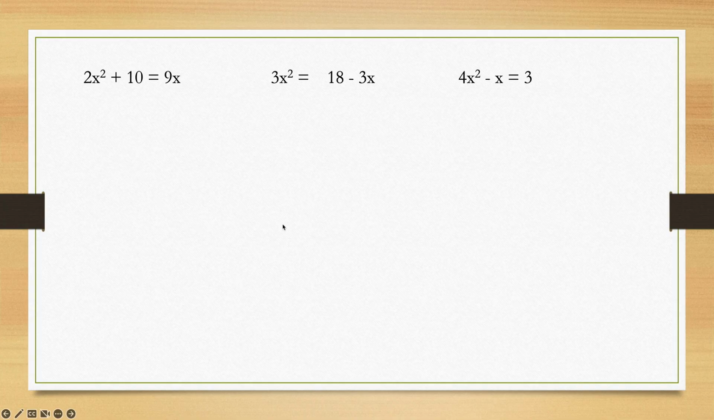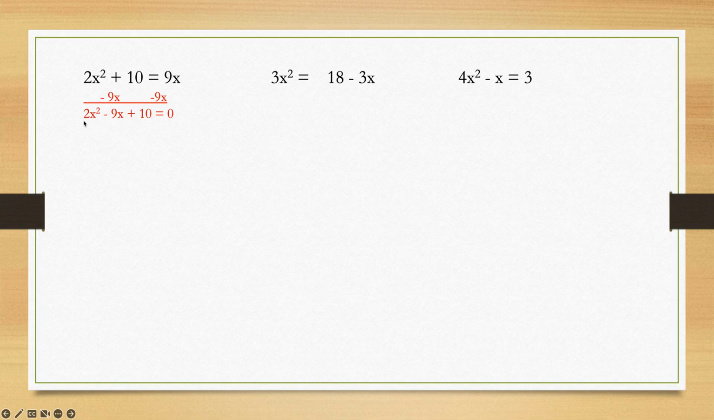Okay, so first thing we need to do is make it equal 0. So we subtract 9x from both sides. Remember your standard polynomial order: 2x squared minus 9x plus 10. Now, there is no greatest common factor on this guy. So what we're going to do is plan B.